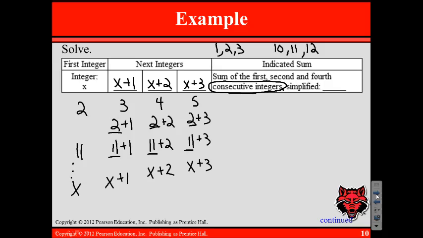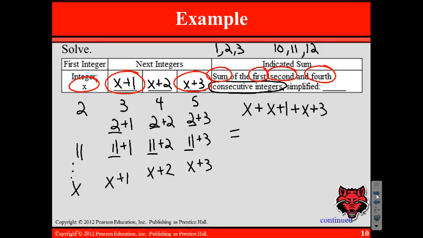So we go to the last cell in our table, and we determine what we're being asked to find. The sum, remember sum is addition, of the first, second, and fourth consecutive integers. Let's mark those. The first is x, the second is x plus 1, the fourth is x plus 3. So we add those three numbers together, x plus x plus 1 plus x plus 3.